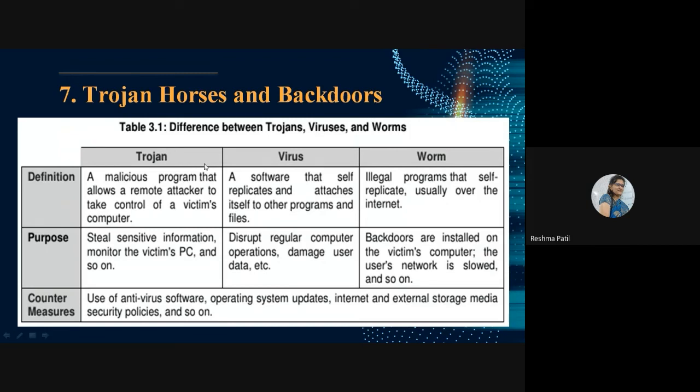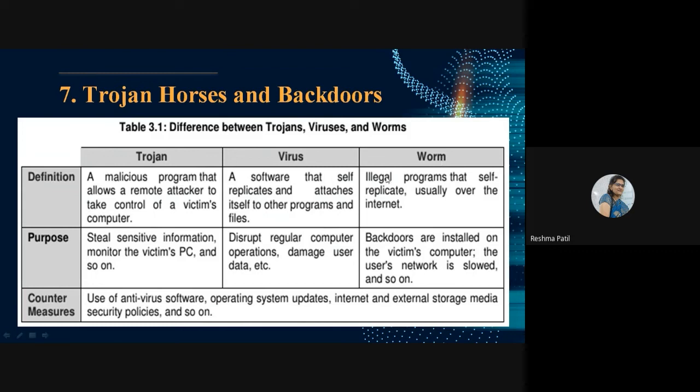Here I have shown the difference between all these three: Trojan, viruses, and worms. From the definition perspective, what is the difference? A Trojan is a malicious program that allows a remote attacker to take control of the victim's computer. Remotely, the attacker is going to control the victim's computer. All are malicious programs, but their working is different. A virus is software that self-replicates and attaches itself to other programs and files. So these viruses are attached to other genuine software, and with that software we install these viruses.